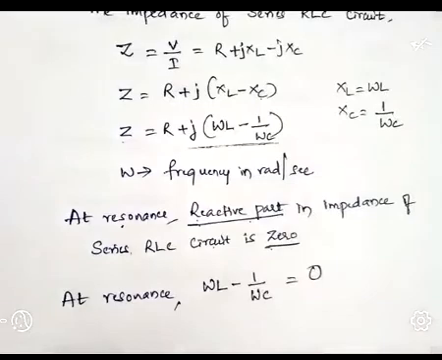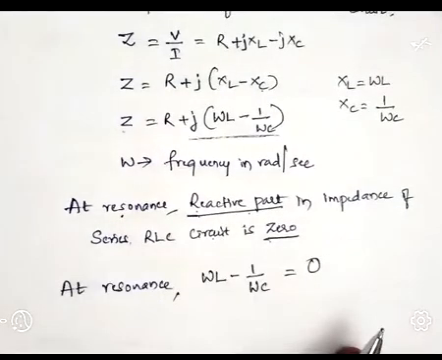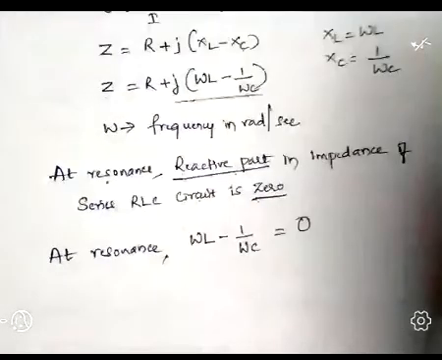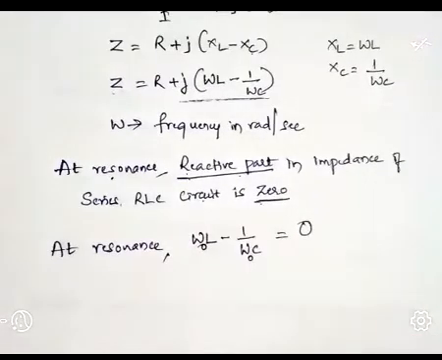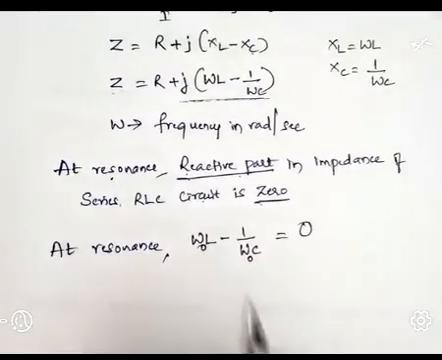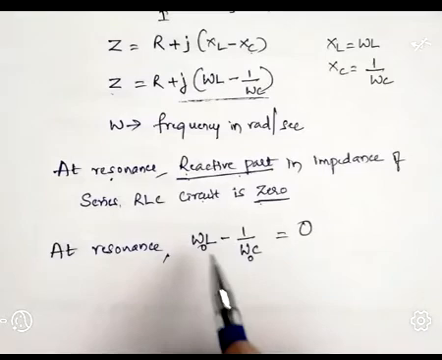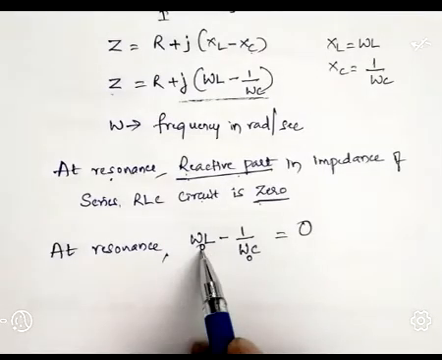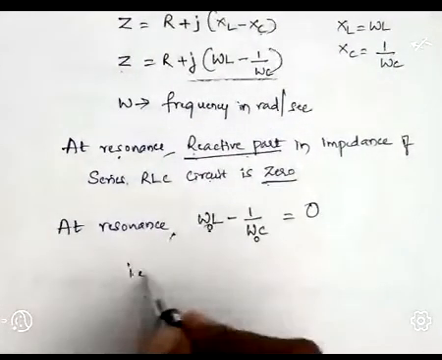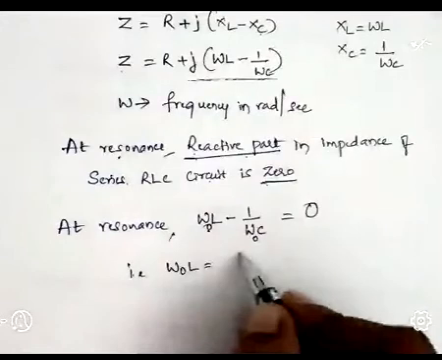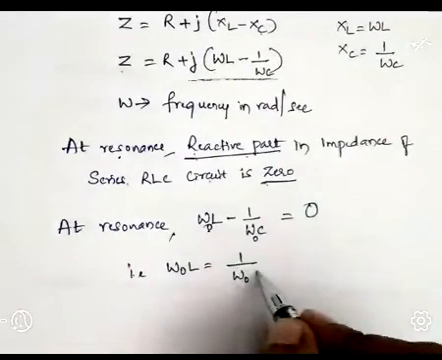Now we are discussing the case of resonance, so I am going to represent the frequency as omega naught. Omega naught indicates series resonance; omega P means parallel resonance, which we will discuss in the next session. So omega naught indicates that we are observing the frequency at resonance. Now, omega naught L equals 1 divided by omega naught C.